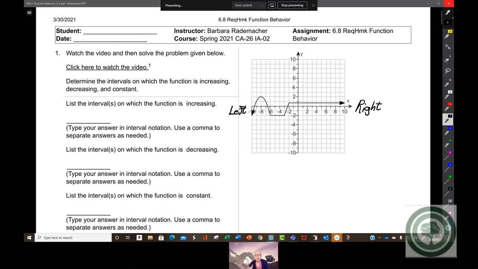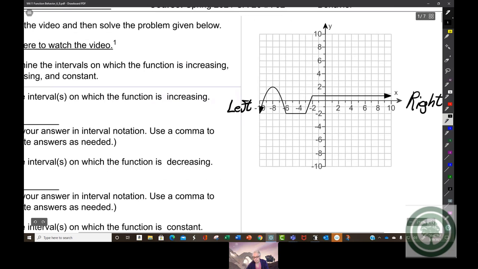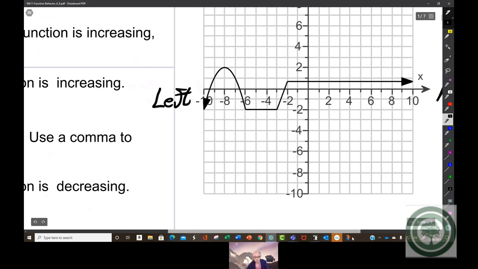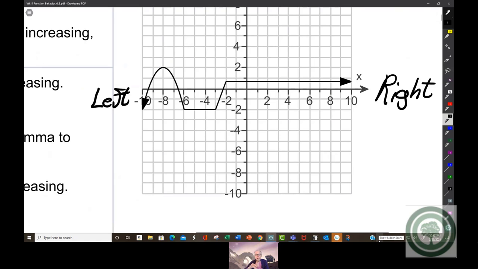So, what do functions do? Well, you can graph them. What do graphs do? Well, they often look like this. Let me make that bigger. They go up, they go down. Sometimes they get flat. Sometimes they have breaks in them. So, we have terminology to address this.